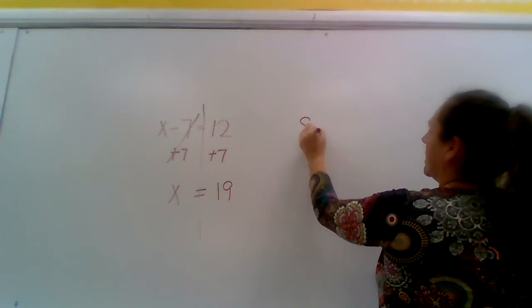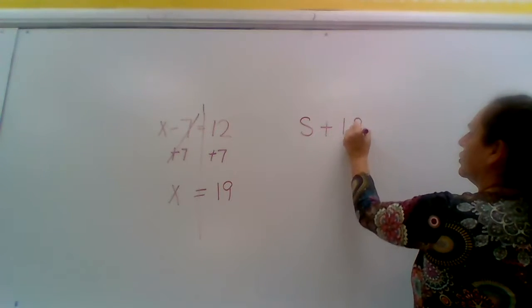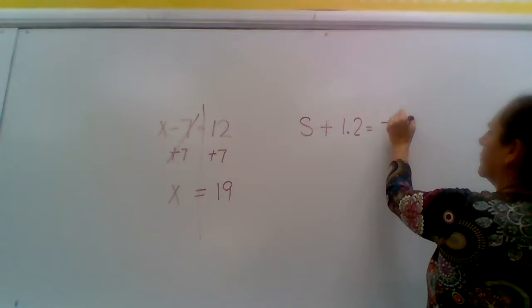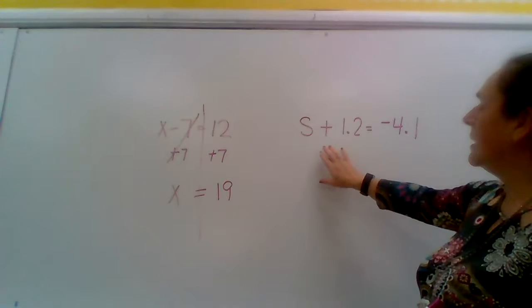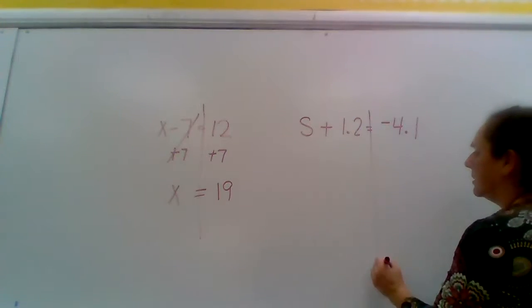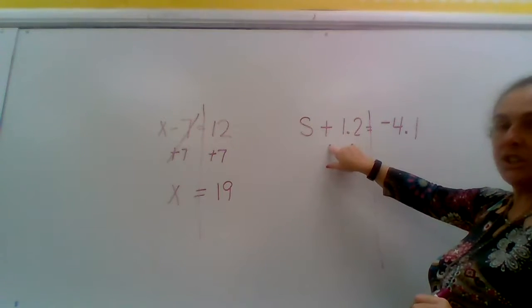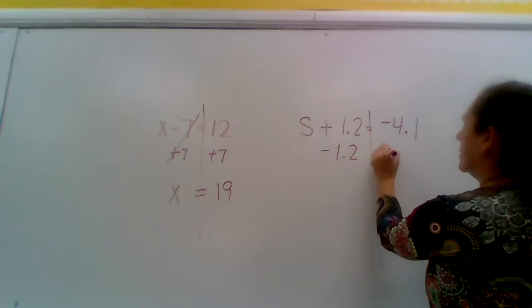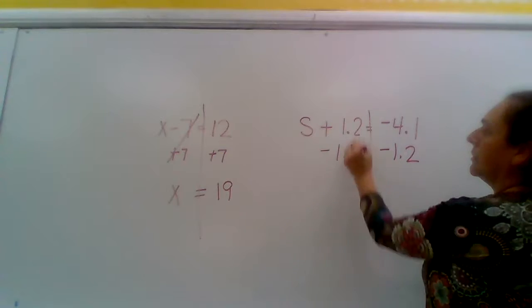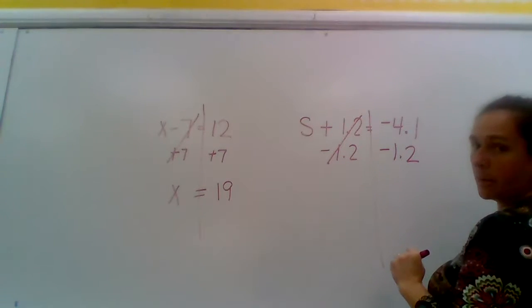Okay, let's look at another one that might have a decimal. Let's say we have s plus 1.2 is equal to negative 4.1. Okay, so at this point, my variable, I'm adding 1.2. To get rid of that, I need to subtract 1.2. So these cancel off because they're opposite operations.